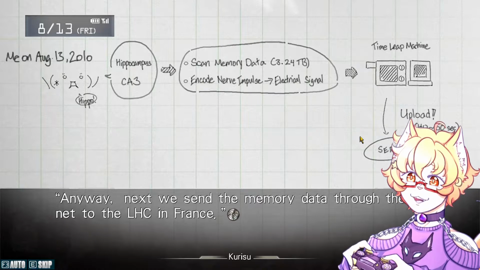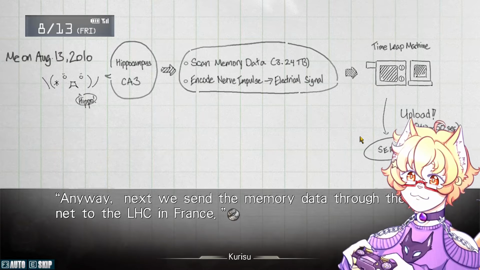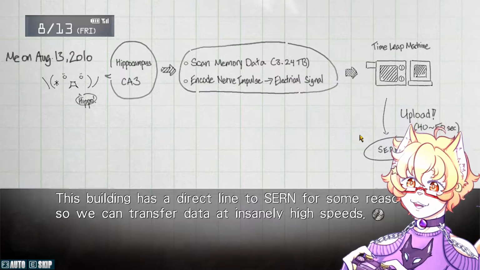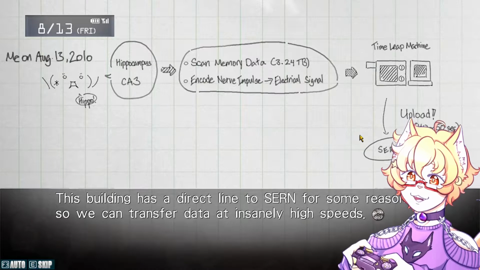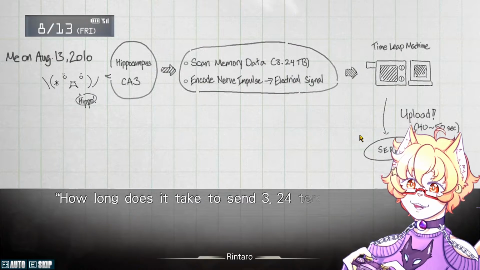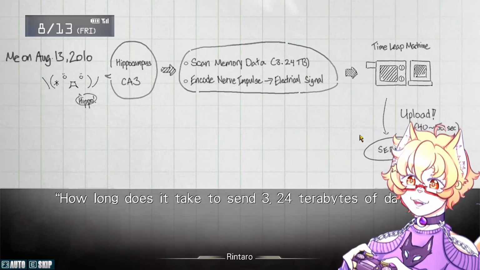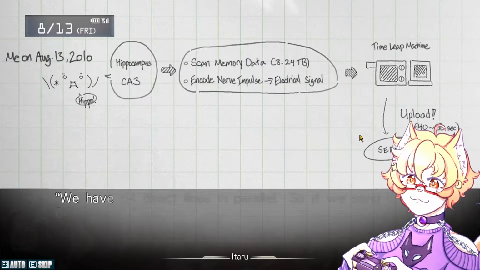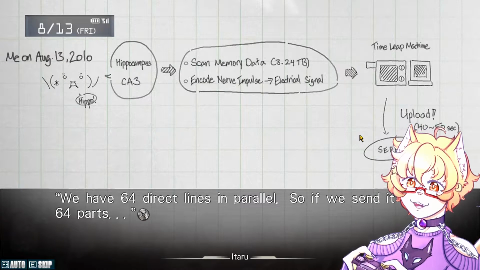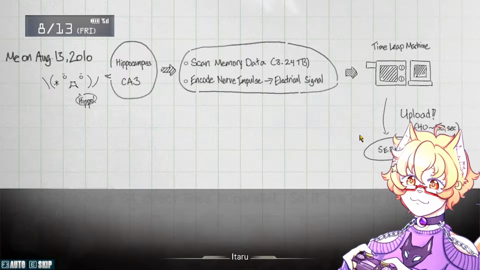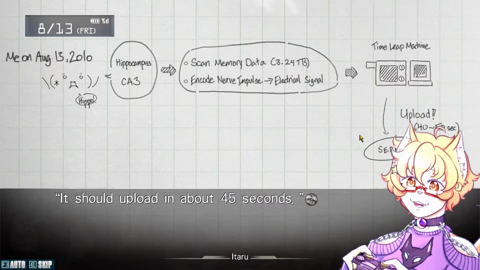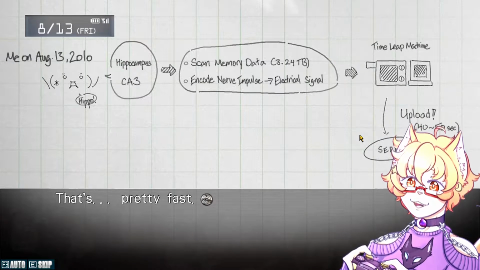Anyway, next we send the memory data through the net to the LHC in France. Oh, is that the one in CERN? The building has a direct line to CERN for some reason, so we can transfer data at insanely high speeds. Okay. How long does it take to send 3.24 terabytes of data? We'll have 64 direct lines in parallel, so if we send in 64 parts, we should upload in about 45 seconds. Hey, that's not bad. That's less than a minute. That's pretty fast.